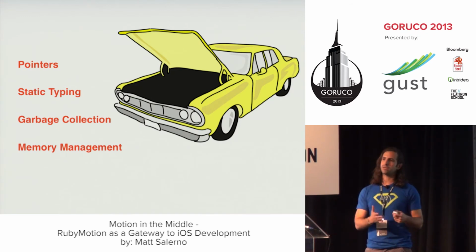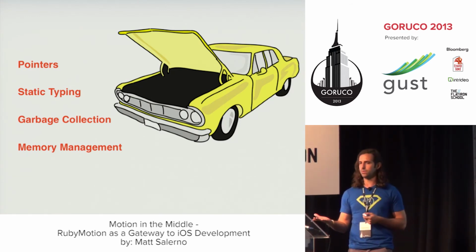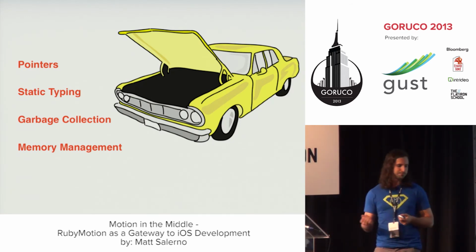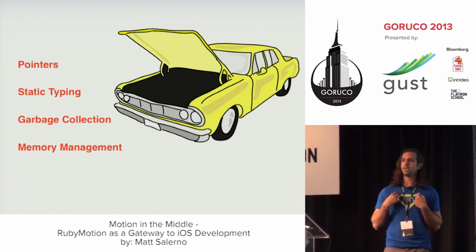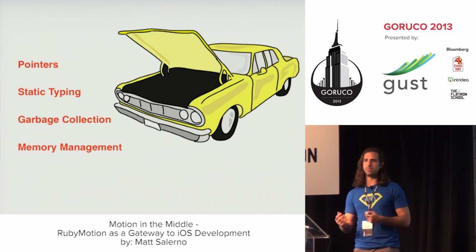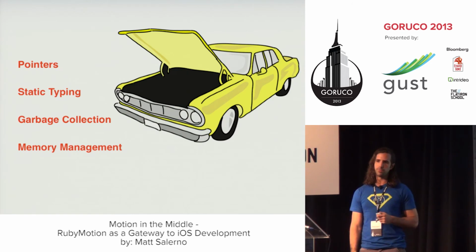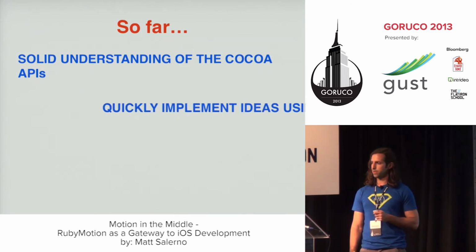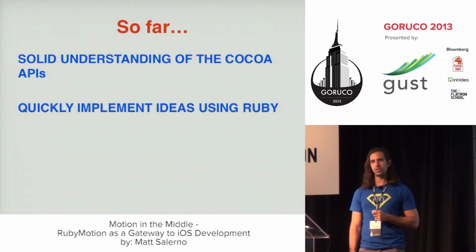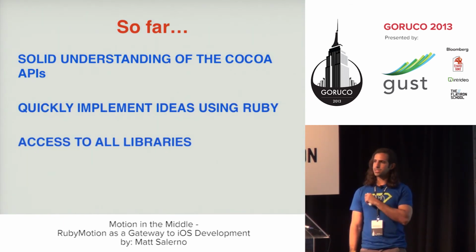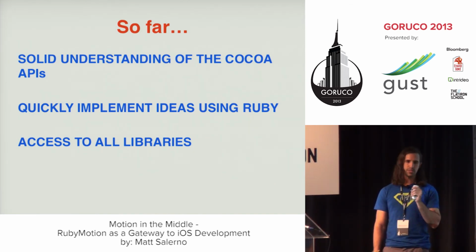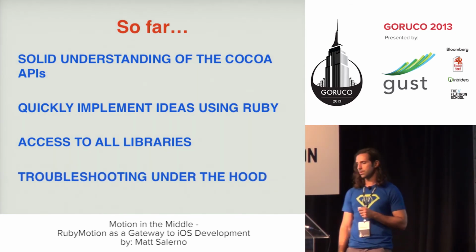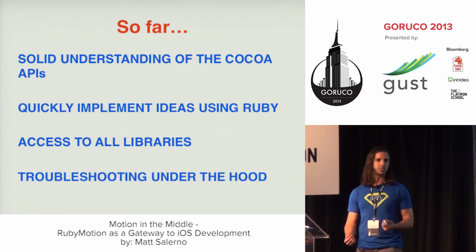And so learning Objective-C through translating from our familiar Ruby is a great way for a beginner, especially like me or any Rubyist, to be introduced to some of these concepts and build better performing apps. So where are we at so far? Solid understanding of the Cocoa APIs because they're totally exposed. We can quickly implement our ideas using our beloved Ruby. Access to all Objective-C libraries, so functionality is sky's the limit. And we've learned some Objective-C so we can troubleshoot under the hood.